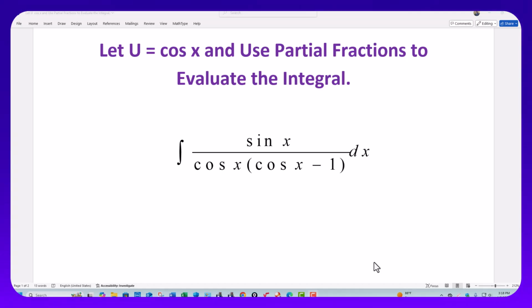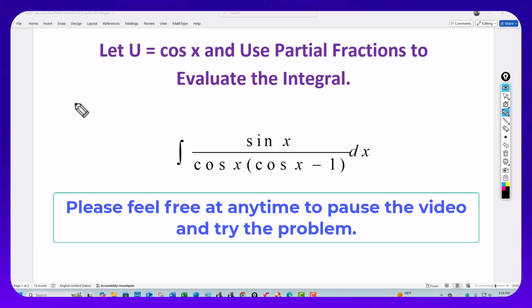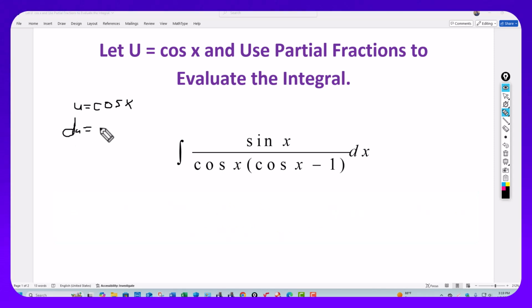In this video, we're given a hint to let u equal the cosine of x and use partial fractions to evaluate the given integral. There could be another way, but we'll try this. So u equals cosine of x, so du will equal the derivative of cosine, which is minus sine of x, and then we have the dx. So the sine x dx right here can be replaced by, looks like, minus du.